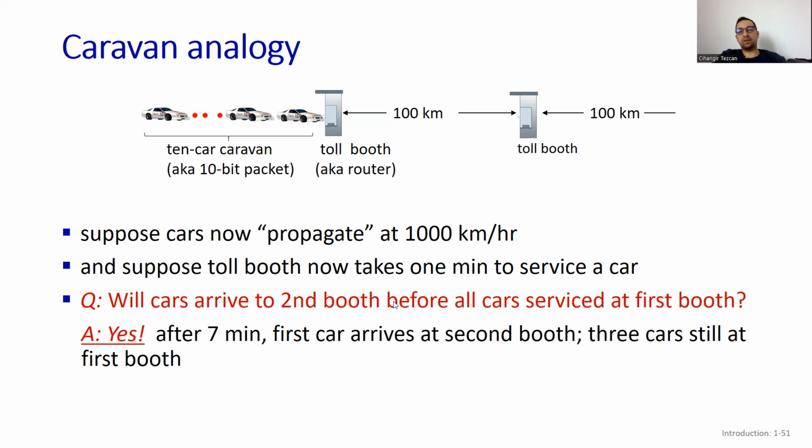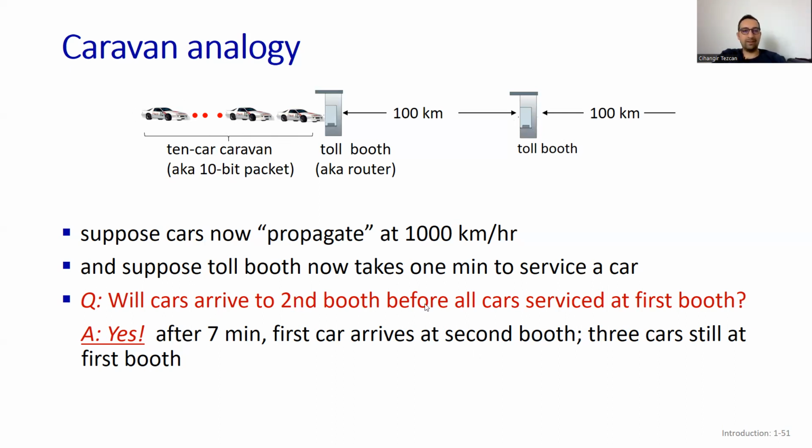So will cars arrive at the second booth before all cars are serviced at the first booth? Question is as follows. And the answer is yes. After 7 minutes, the first car arrives at the second booth, and 3 cars are still at the first booth. So you might think why this is the case. Here, for the first car, it will take 1 minute, due to our example. But since it travels 1,000 kilometers per hour, it will take 6 minutes to travel here. So at the 7th minute, the first car reaches here. But at the 7th minute, there will still be 3 cars waiting to be serviced.